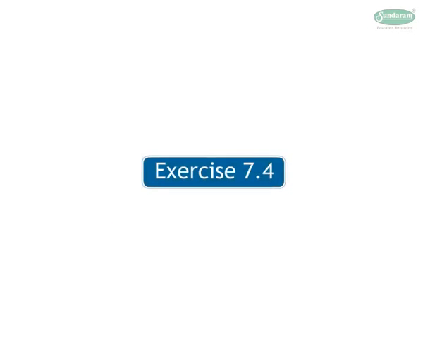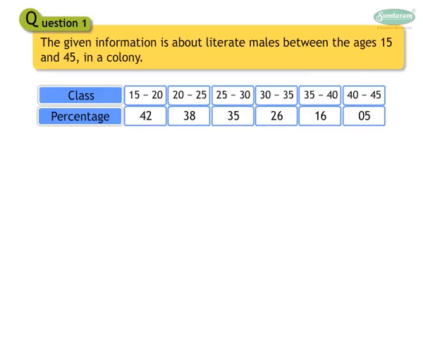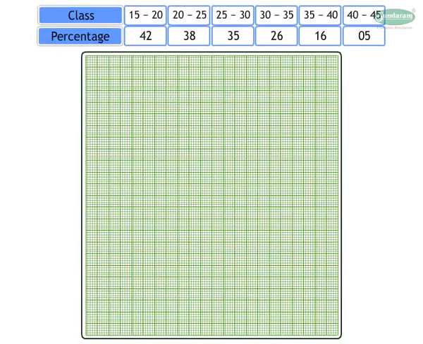Let us solve first sum of exercise 7.4. Question 1. The given information is about literate males between the ages 15 and 45 in a colony. We are asked to draw a histogram. Now draw x-axis and y-axis. Here we represent class boundaries along the x-axis. So here we represent 5, 10, 15, 20, 25, 30, 35, 40 and 45 on x-axis.